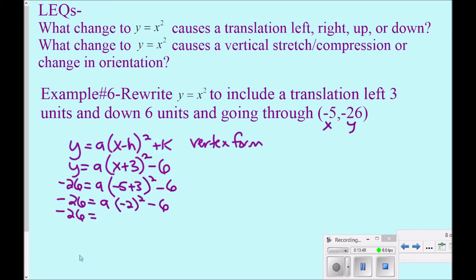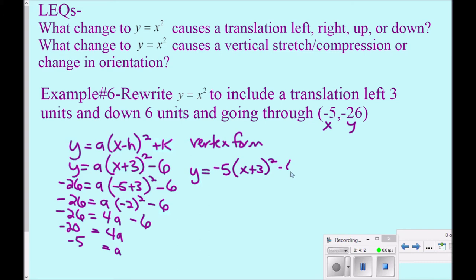-2, the quantity squared is 4. 4 times a is 4a. So I'm going to add 6, which gives me -20. I'm going to divide by 4, which gives me -5. So we have our equation y equals, remember, we're coming back here to this step and substituting the a value in: -5 times the quantity x plus 3 squared minus 6. That's our equation in what we call vertex form.